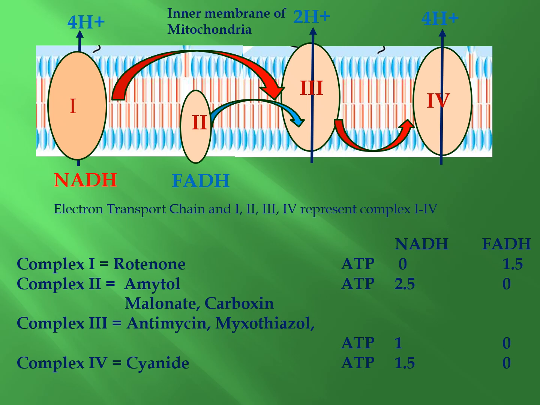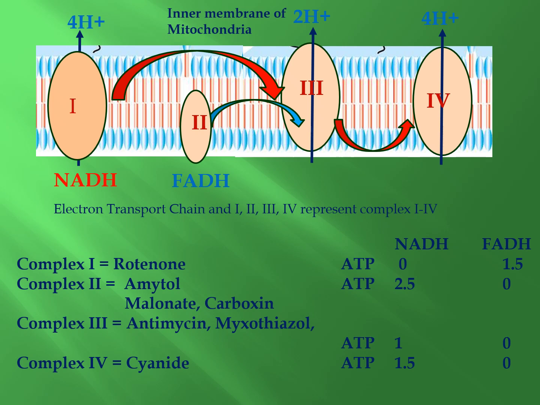Similarly, taking the example of complex 2 inhibitors, that is amytal, malonate and carboxin, in this case complex 1 remains undisturbed. That is why NADH will be equivalent to 2.5 ATPs. Whereas when complex 2 is inhibited at the initial stage, then FADH oxidation is completely inhibited and therefore 0 ATPs are generated.